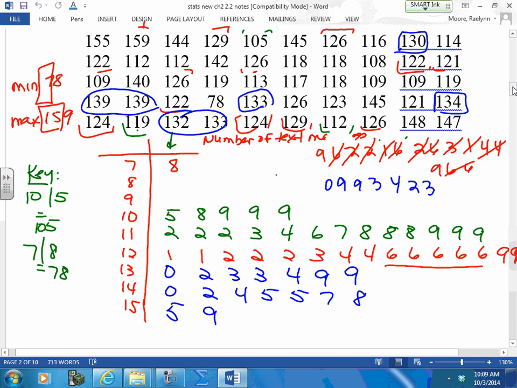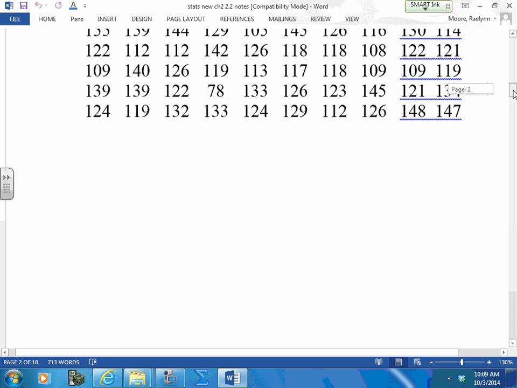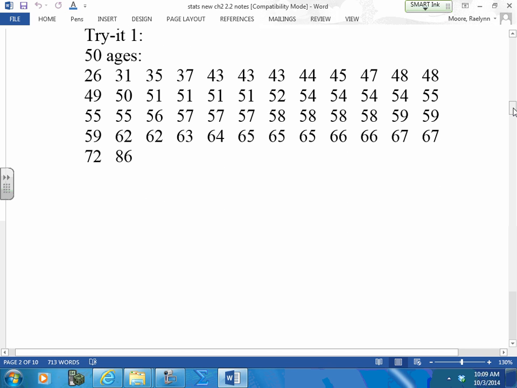And it needs a title, just like before. It needs to have everything in order. Okay, you guys are going to try it yourself. Number 1. And you're taking the age of your 50. Daniel, you can go. You're taking your age of your 50 people. I put them up here for you. In your notebooks. Put this in your notebooks. I want to see a stem and leaf in your notebooks.